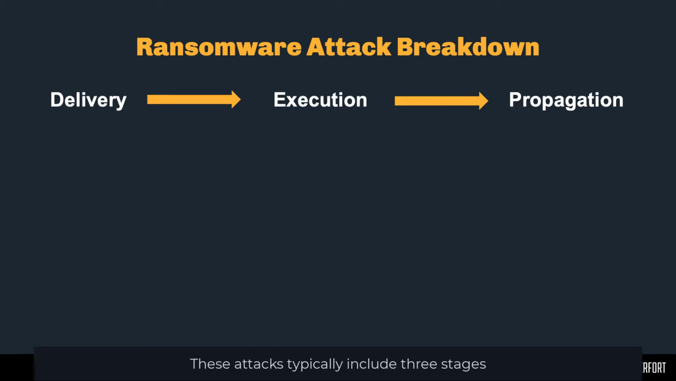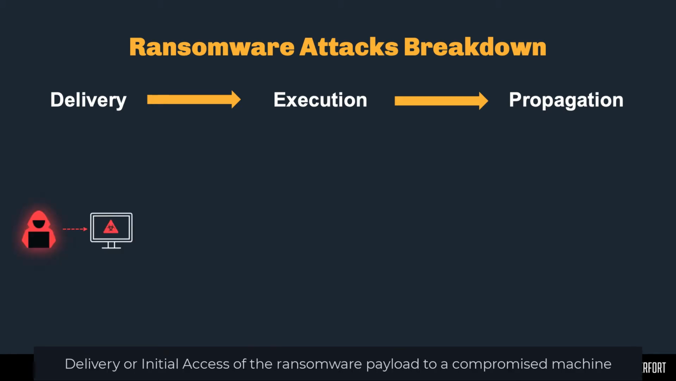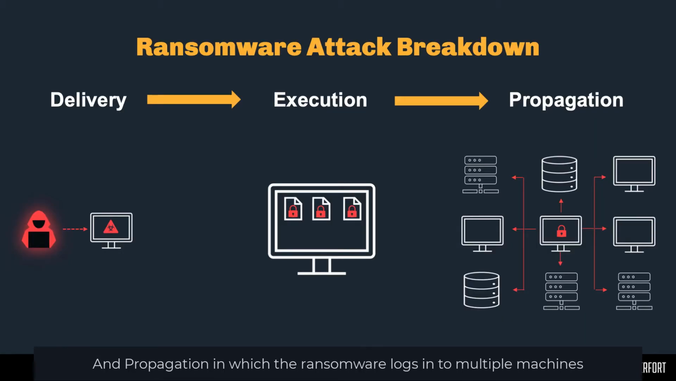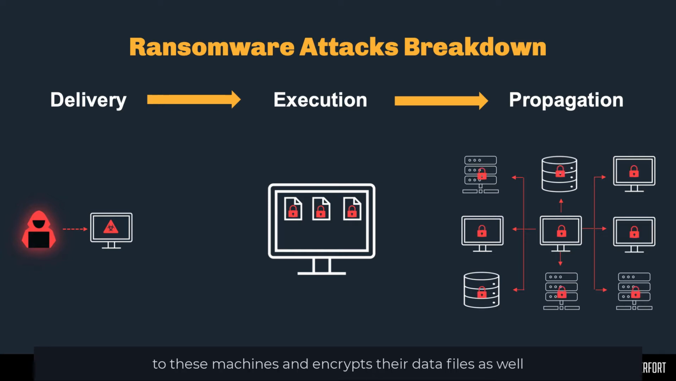These attacks typically include three stages: delivery or initial access of the ransomware payload to a compromised machine, execution of the payload encrypting data files in the machine, and propagation, in which the ransomware logs into multiple machines in the environment using compromised credentials. Once successfully authenticated, the ransomware copies itself to these machines and encrypts their data files as well. This extends the attack's impact to the entire targeted environment, potentially resulting in either full or partial enterprise lockdown.